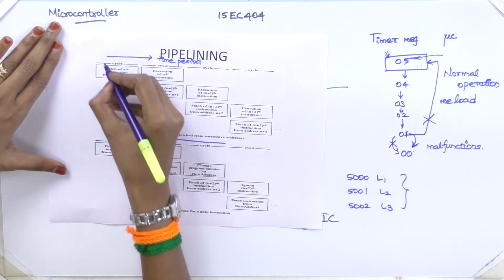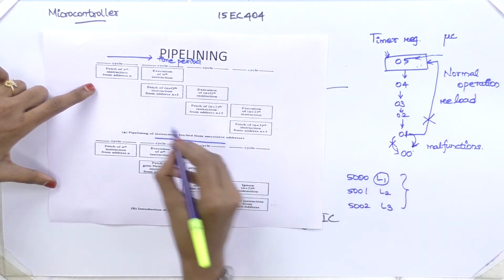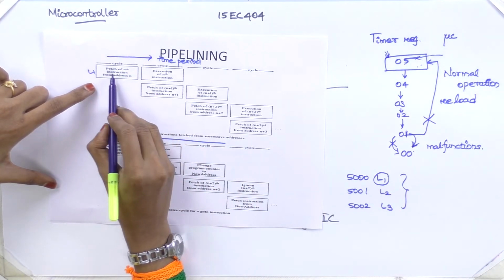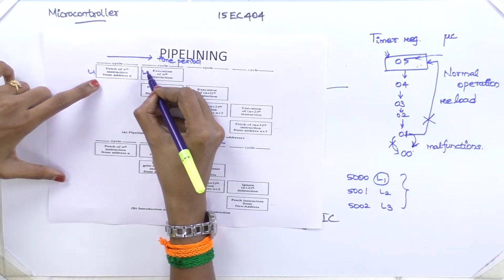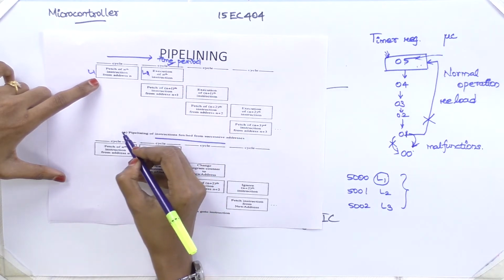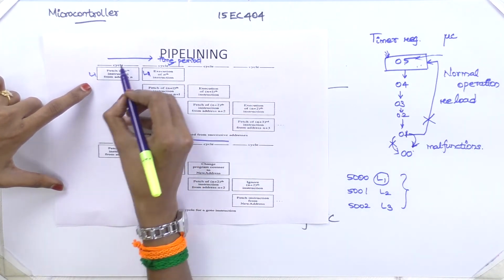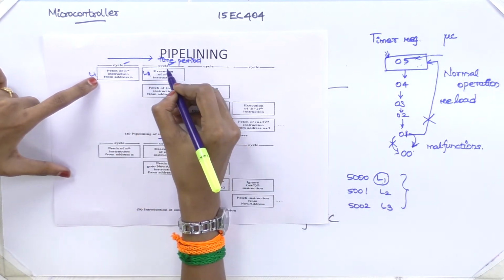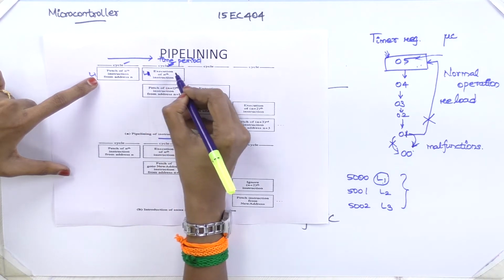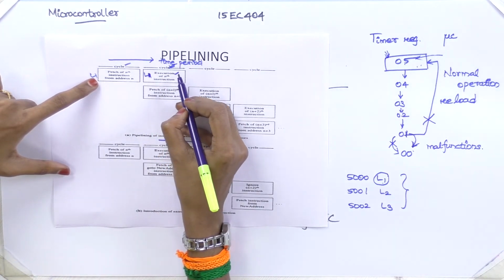So at the first cycle, this L1 instruction will be fetched. Then this will be executed at cycle 2. I have already told you this is the time period. At the first time period, this L1 instruction will be fetched. At the second time period, this L1 instruction will be executed. So decoding and execution will happen at the same time.